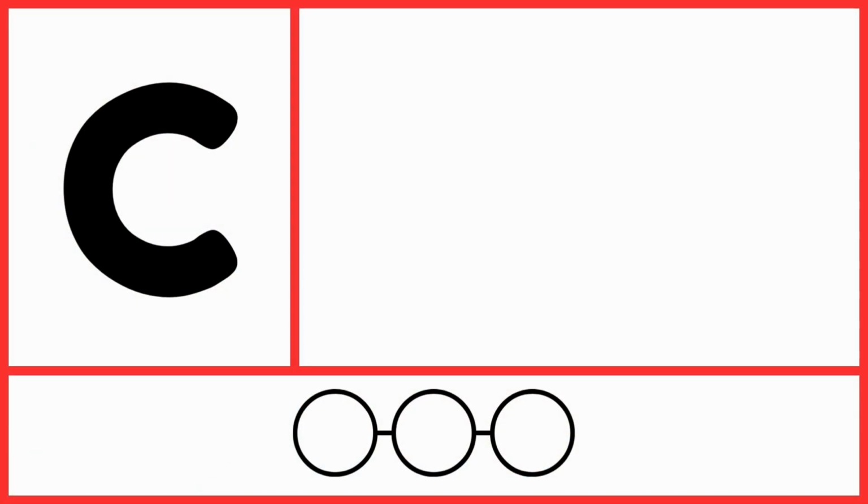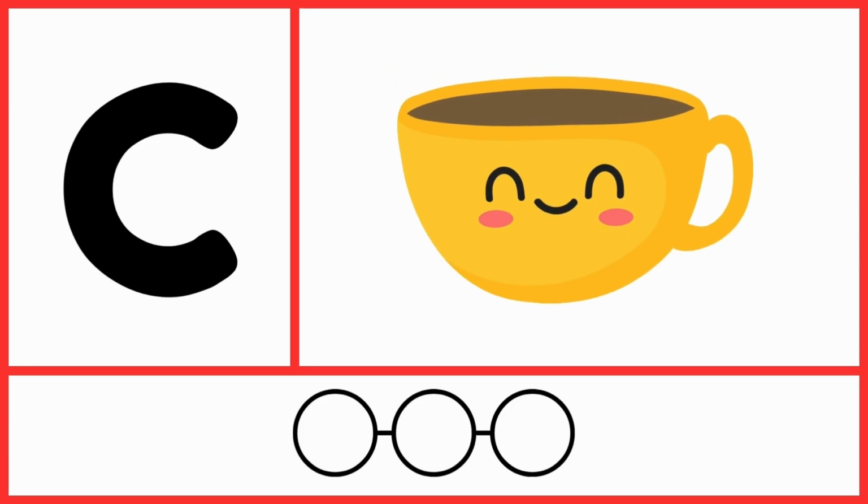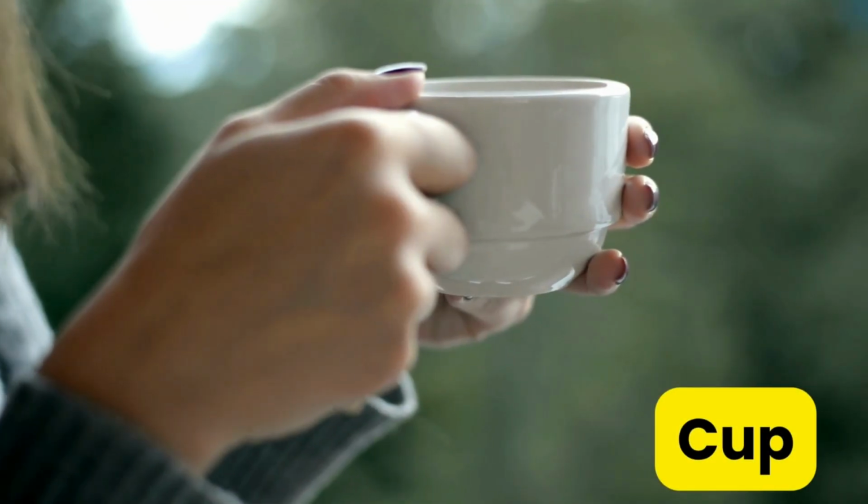C. C is for cup. Let's spell it. C, U, P. C is for cup. Cup.